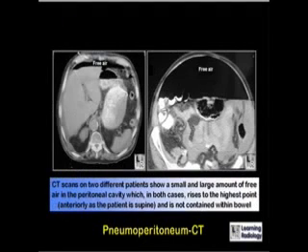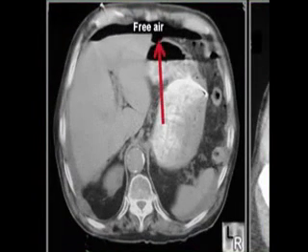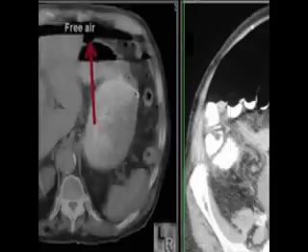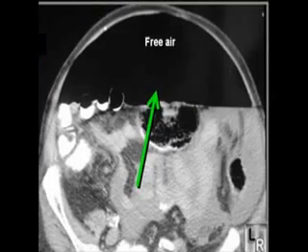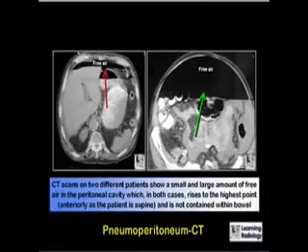These are 2 CT scans of individuals, one who has a small amount of free air, the other a large amount of free air. Since the scans are done with the patient supine, the air will again rise to the highest point, which is just underneath the anterior abdominal wall. And importantly, in both cases, the air is not contained within the bowel.